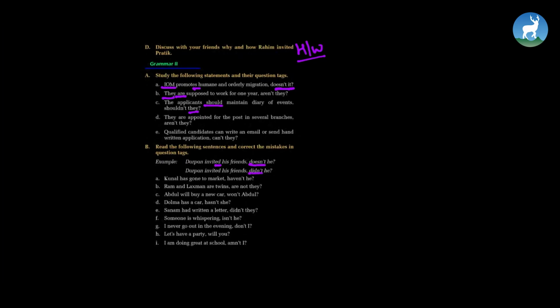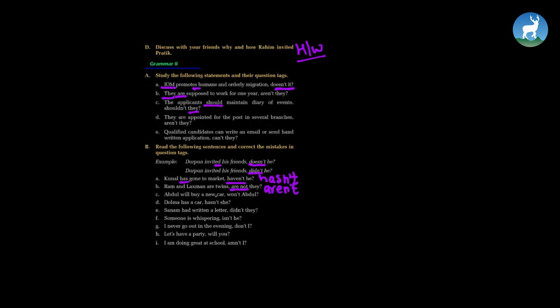Similarly, the exercise now. Kunal has gone to market, haven't he? Now see, it is has, we can't use haven't, we have to use hasn't. Now, Ram and Lakshman are twins, are not they? See, in question tags, we can never use this. We have to use the shortened form, aren't.